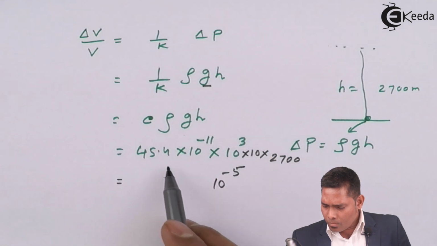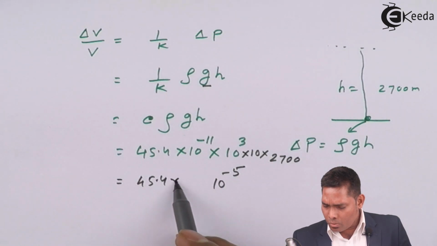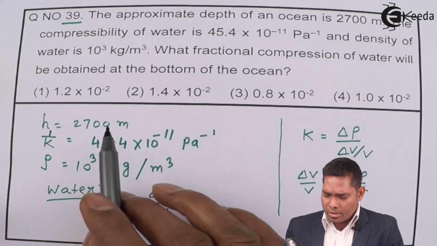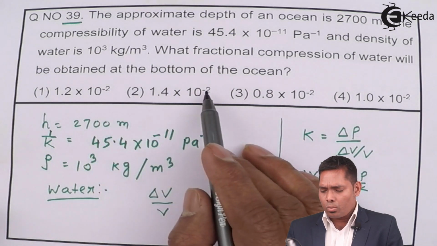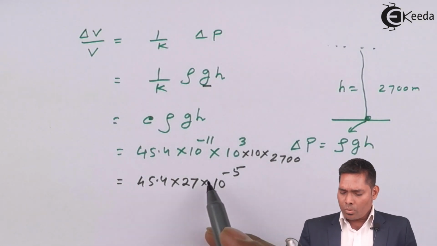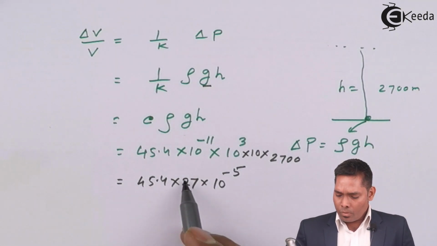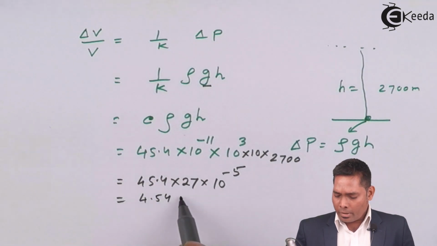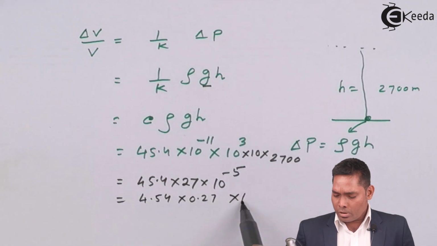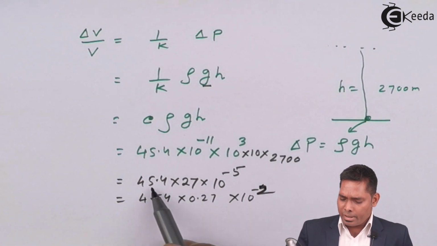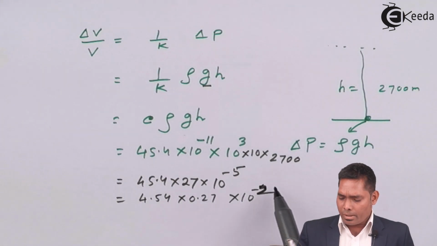this is 45.4 into 27. Okay. Now the answers are in 10 to the power minus 2. So I'll write this in terms of minus 2. So I have to write this as 4.54 and these are 0.27. Then this is 10 to the minus 2. This is now minus 2 because 100 is divided here and 10 is divided there. So only 2 is left.